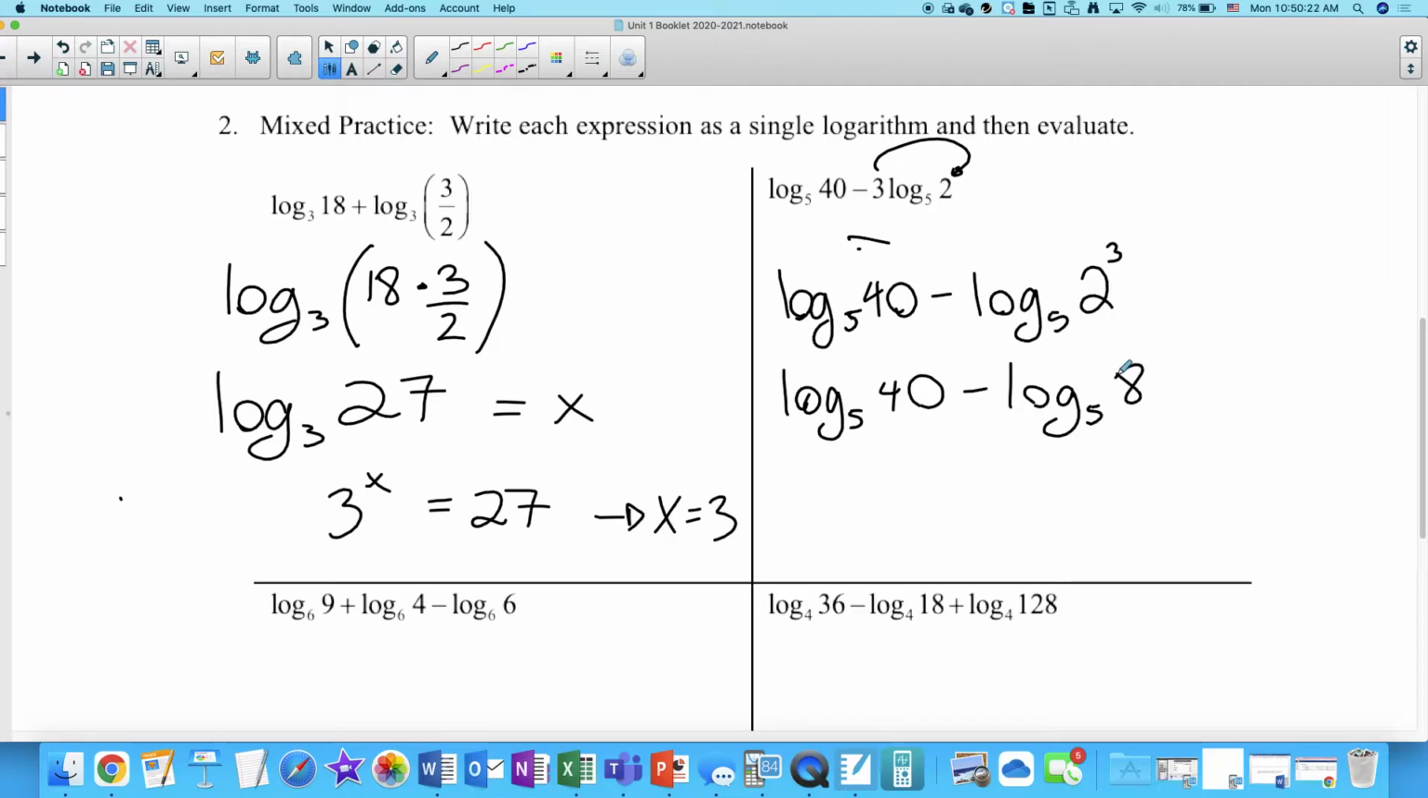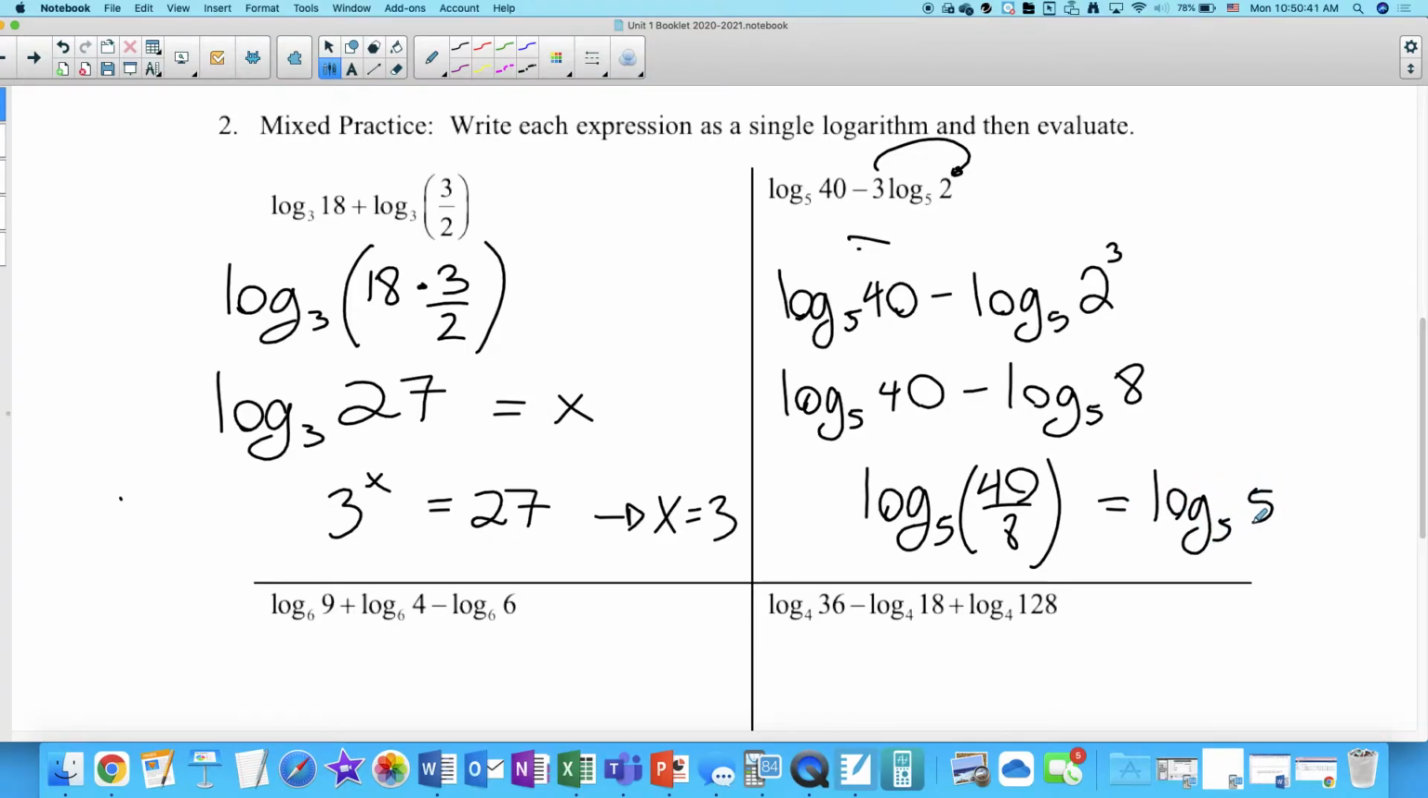And now we can write it as a single logarithm, right? So this becomes log base 5 of 40 divided by 8. And 40 divided by 8 is 5.